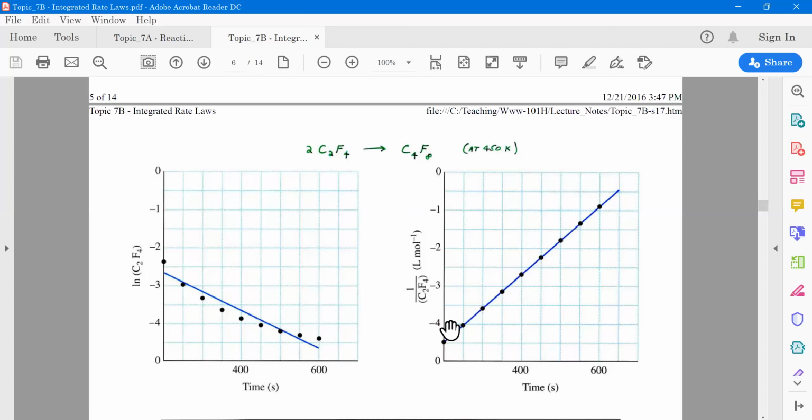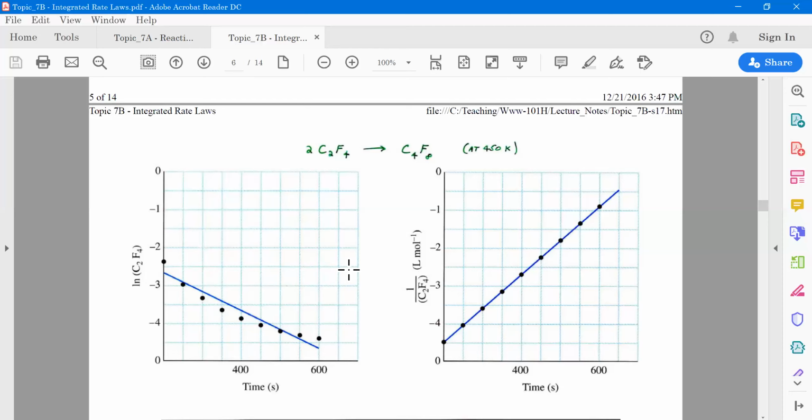And this straight line, again, just like the one we looked at before, will have a slope that's equal to 2k, because the coefficient here is a 2. And so the rate constant would be the slope divided by 2. And this is an example of how rate data that are obtained in separate experiments can be tested to see what kind of reaction order they conform to. Either first order, which this one does not, or second order, which this one does.